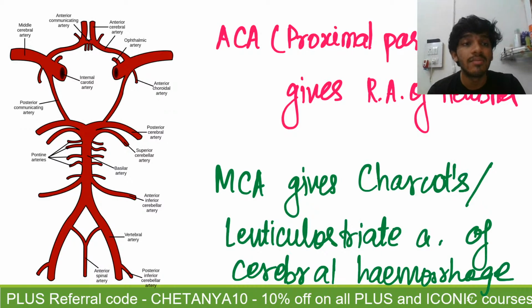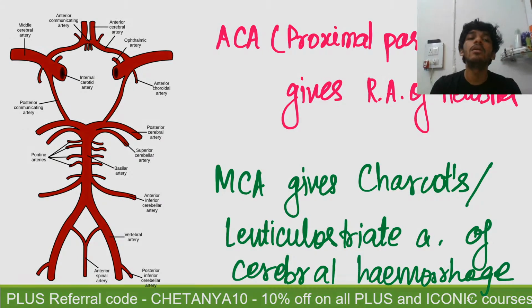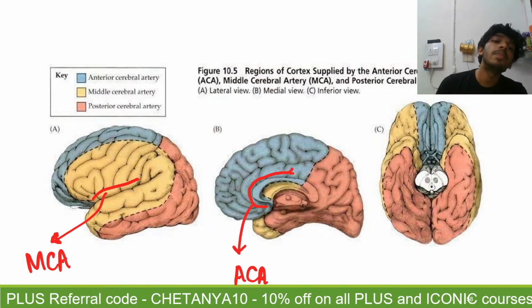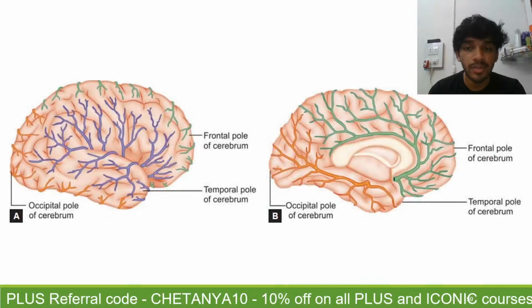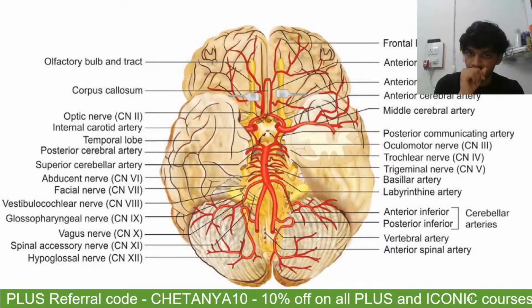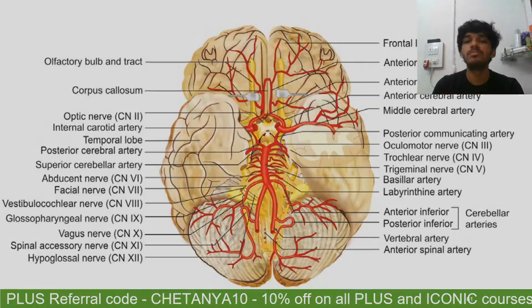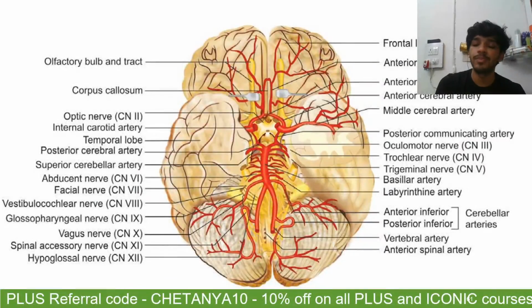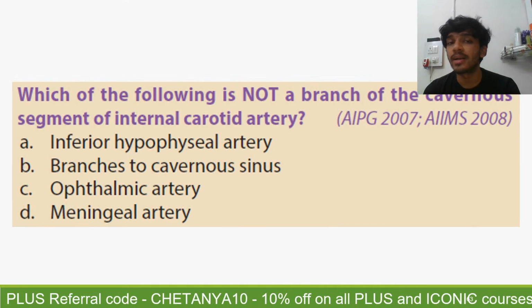The anterior cerebral artery gives an artery known as the recurrent artery of Heubner, and the middle cerebral artery gives the lenticulostriate arteries. They are also known as Charcot's arteries of cerebral hemorrhage because they are most commonly involved in intracerebral hemorrhage. Then you have the middle cerebral and the anterior cerebral arteries and their supply. Now, this is a diagram of the brainstem that you are expecting.